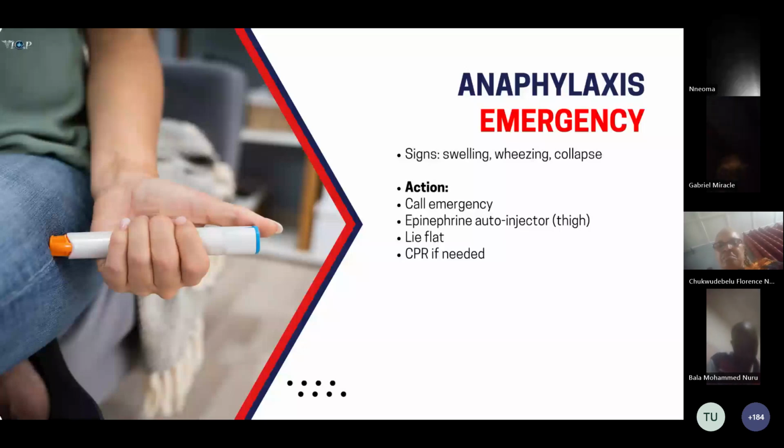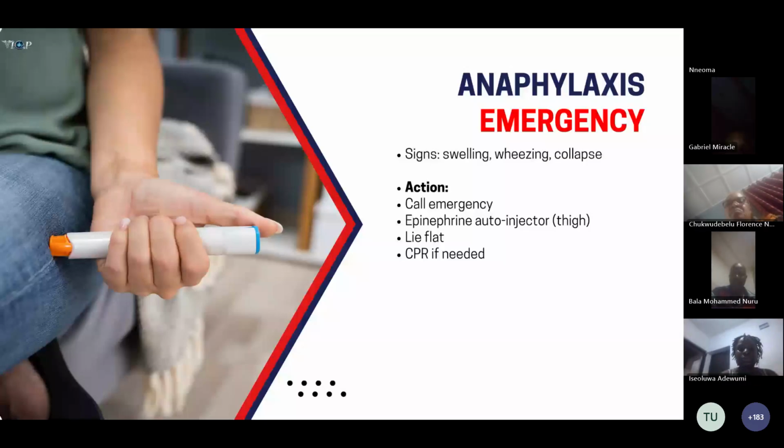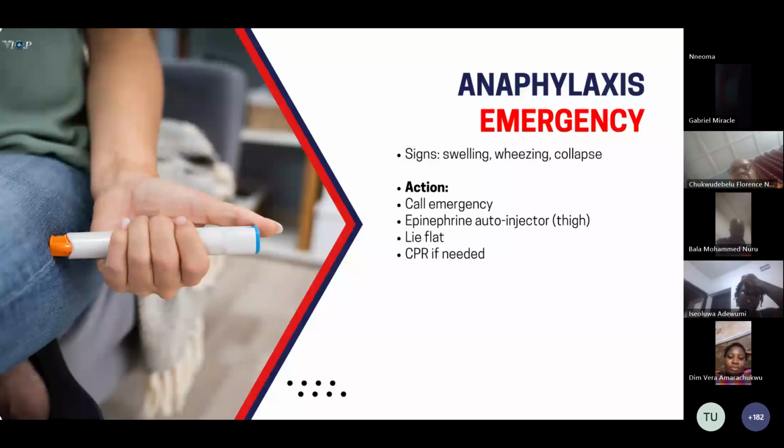First aid. I've said it earlier. You call for help. You do not just give EpiPen immediately. You call for help. That is the first thing to do in the case of any emergency. Call for help, because there are ethical dilemmas to these things.